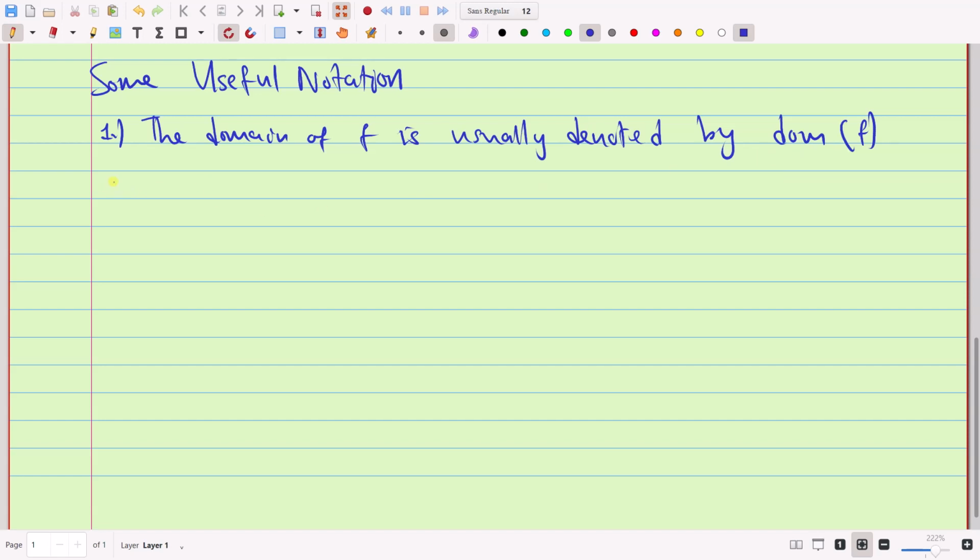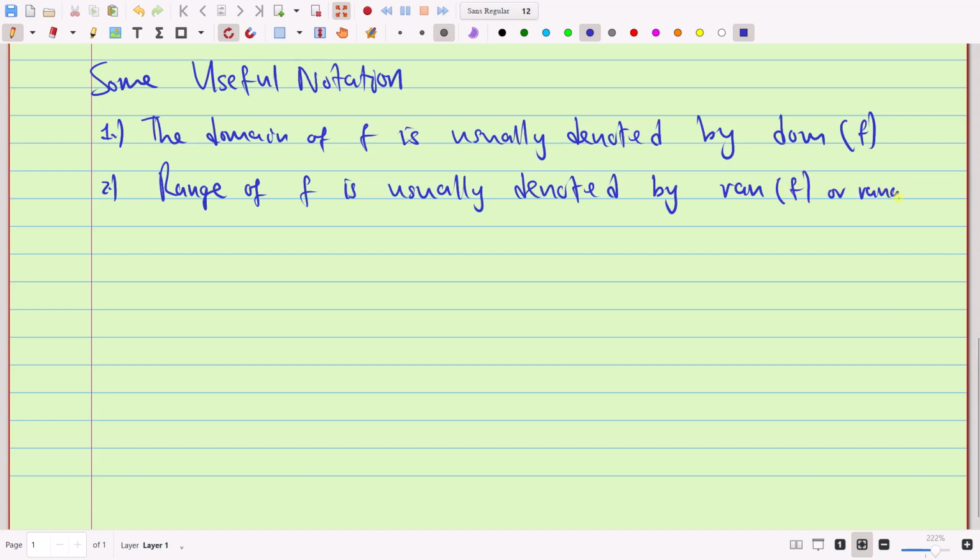You see. So when we want to refer to the domain of some function f, then we shall use that notation. Then the range of f is usually denoted by, sorry, by range of f, or range in full of f, like that, you see.